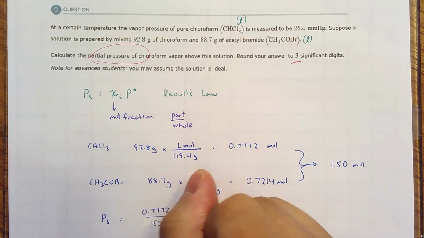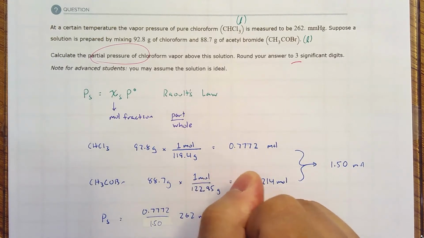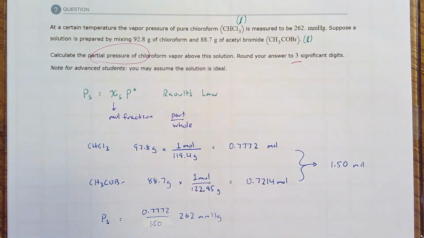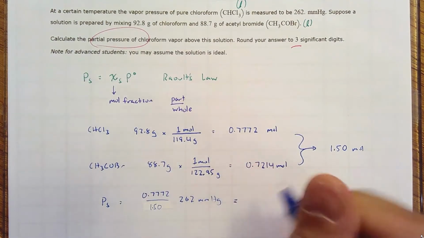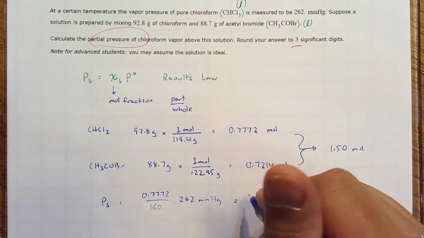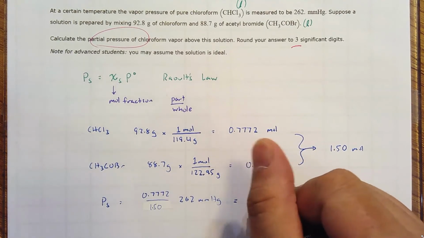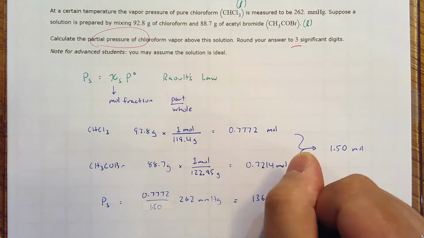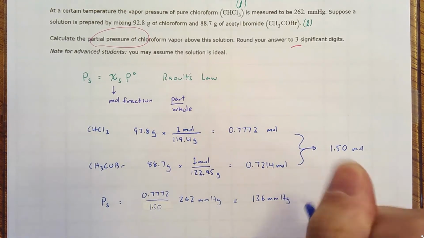times 262 millimeters of mercury. That is the vapor pressure of the pure chloroform. That equals, let's see, 0.7772 divided by 1.5 times 262, and the units of the partial pressure will be in the same units as the pressure of the pure solvent. We're going to round to three significant figures: 136 millimeters of mercury.